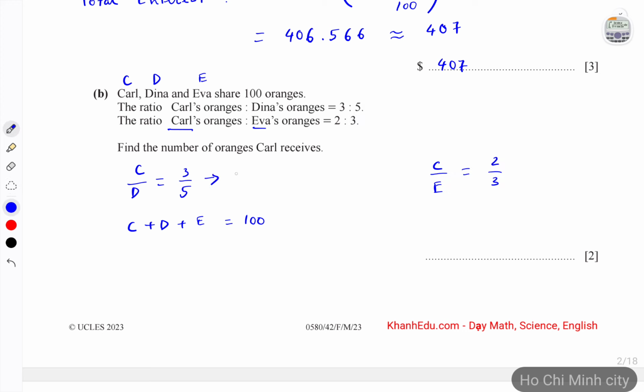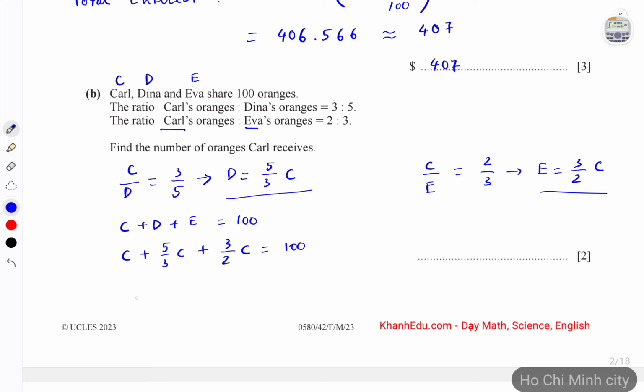So from this one, we can rewrite it, making D the subject: D is 5 over 3C. And similarly, E is 3 over 2C. So now we have D and E, and we just substitute them into the sum. So we have C plus 5 over 3C plus 3 over 2C is 100.